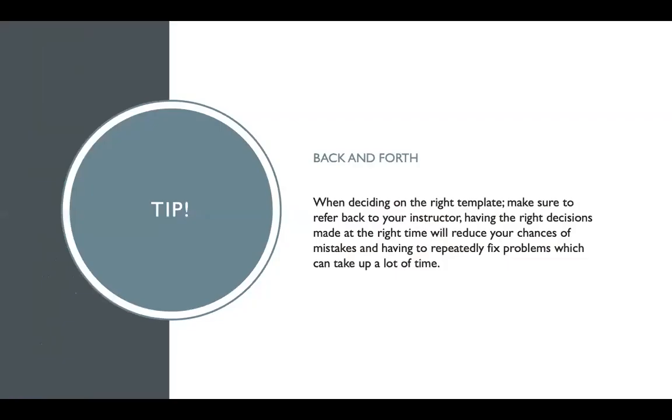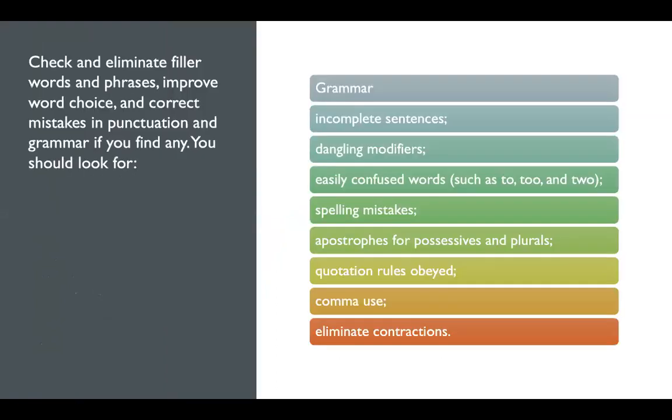Okay. Now, a pro tip would be to go back and forth. Obviously, as you're working in a group, you will all be going back and forth. When deciding on the right template, you have to make sure to refer back to your instructor or your mentor. Having the right decisions made at the right time will reduce your chances of mistakes, and of having to repeatedly fix problems, which can take up a lot of time. Okay, now a lot of the checking would come under grammar, incomplete sentences, dangling modifiers, quotation rules and comma use, eliminating contractions, and all of that.